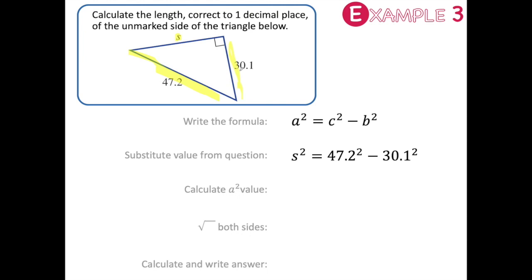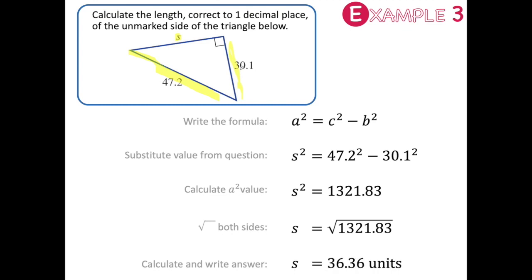So calculating my A squared value, so S squared is going to equal 1321.83. I need to square root both sides. So S is going to equal the square root of 1321.83, which equals 36.36 units. So the missing side S in my right-angled triangle is 36.36 units. So there are some examples of how we rearrange the hypotenuse formula to be able to find a non-hypotenuse side.